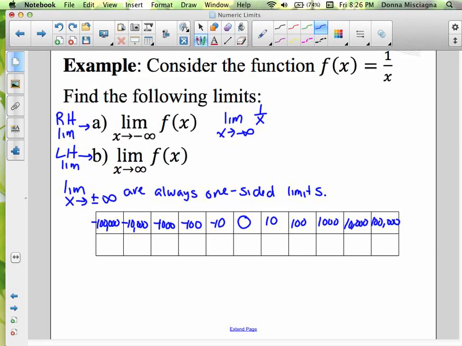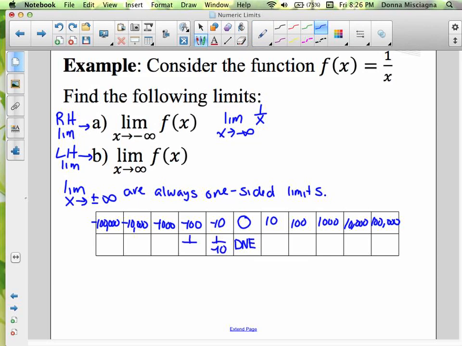Negative infinity. Of course, if I plug in 0, I get an error message, right? That's not real. That does not exist. I could put an error. Maybe I'll just put in "does not exist." 1 divided by 0, that's nothing, right? That's impossible. If I plug in a negative 10, I'll have 1 over negative 10.